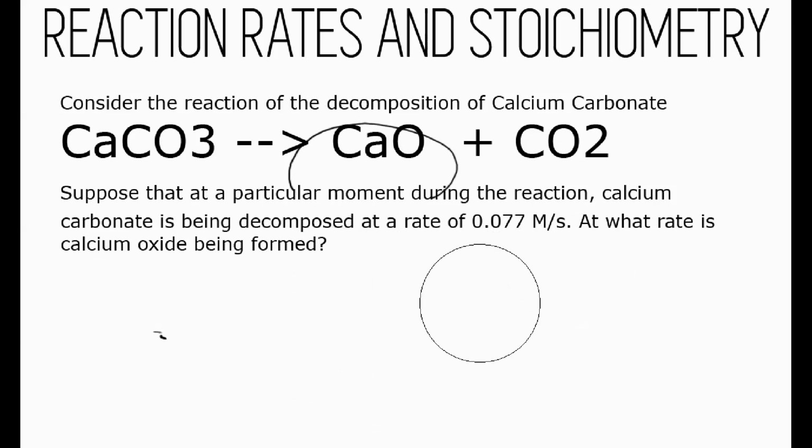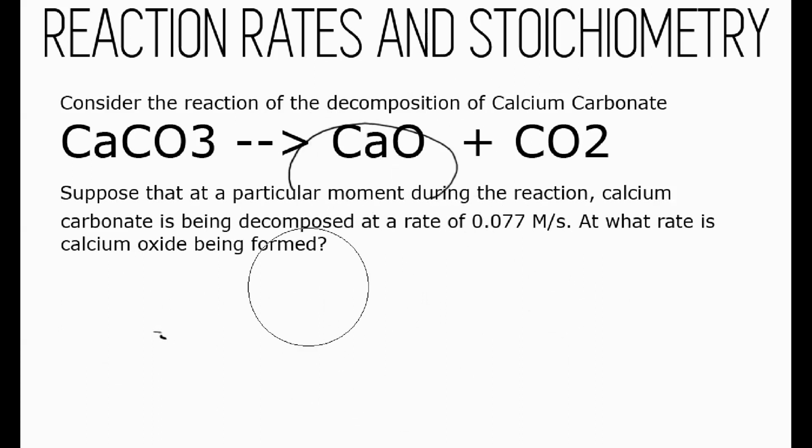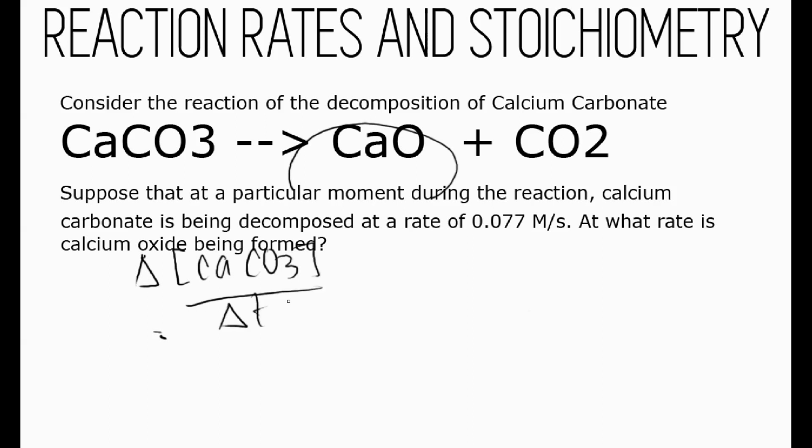Since only the two chemical elements are involved, we are not going to pay attention to the CO2 anymore. So, like what I wrote earlier, we have change in the concentration of calcium carbonate over change in time equals change in the concentration of calcium oxide over change in time. We know that since calcium carbonate is in the reactant side, it must be in negative notation.